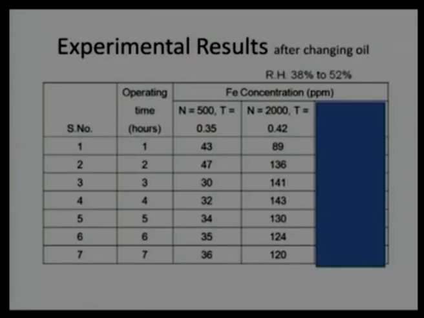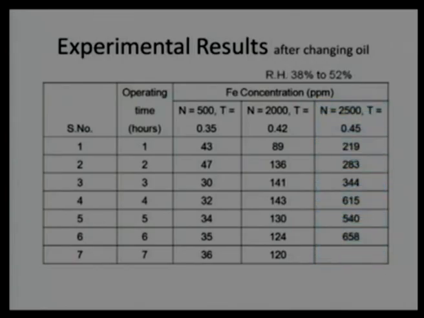But when we operate at 2000 rpm, we are getting a different environment, different results. You can see from 36 it jumps to 89. After operating for 7 hours, in the 8th hour we are getting 89 ppm, almost threefold compared to 36. This percentage increases to a certain limit, and after that it decreases. To get confirmed results, we operate at one higher speed further, and we find the ppm level going from 219 to 658.